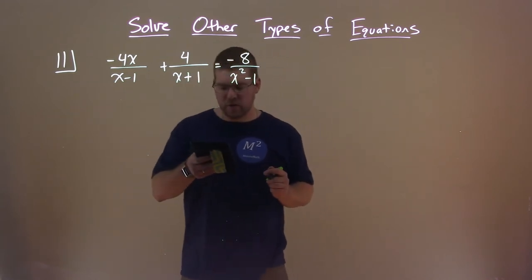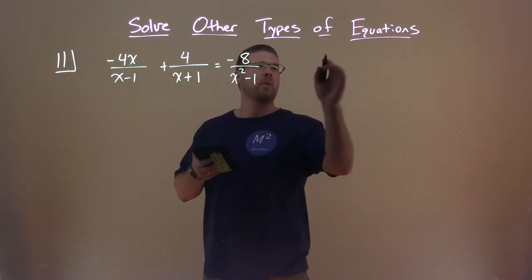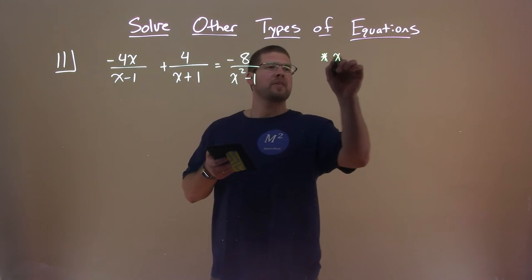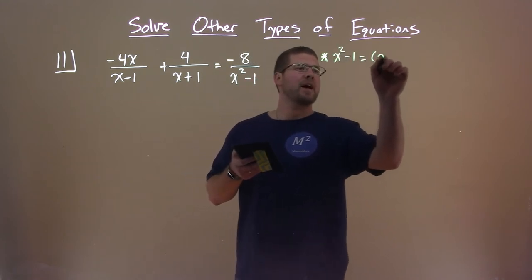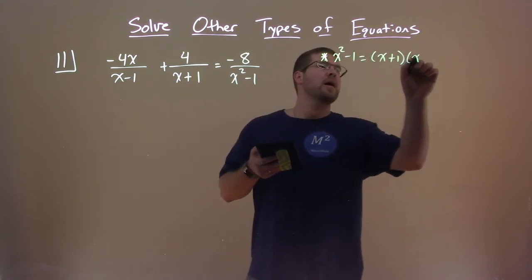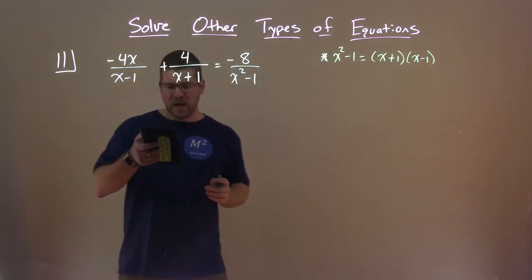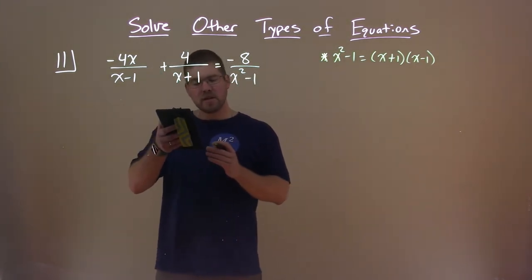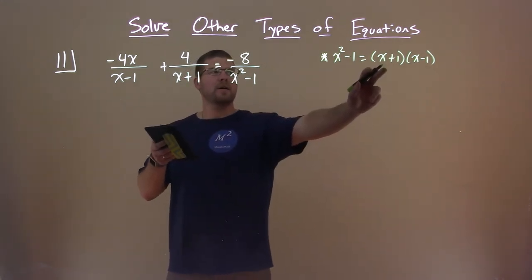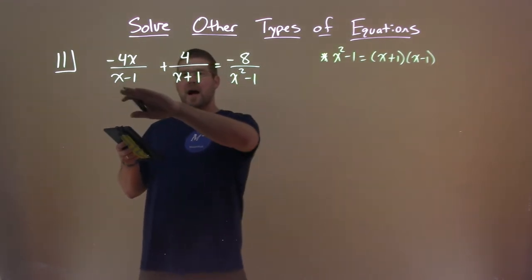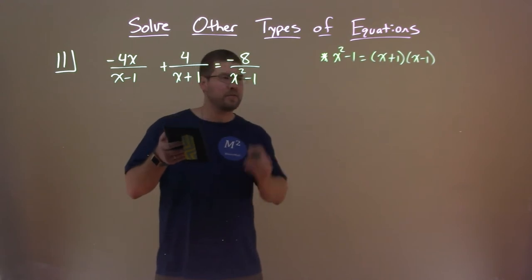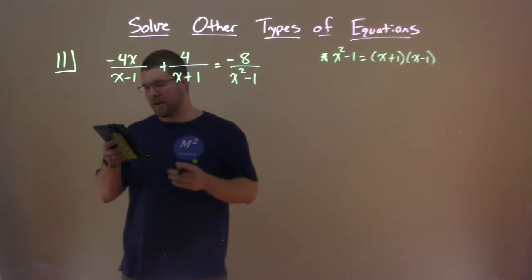All right. Let's go find the LCD of this whole thing. Well, what do we know about x squared minus 1? That's x plus 1, x minus 1, okay? So, if I multiply everything here by x plus 1, x minus 1, I can essentially get rid of the denominators. So I'm going to do that to the left and right hand side.